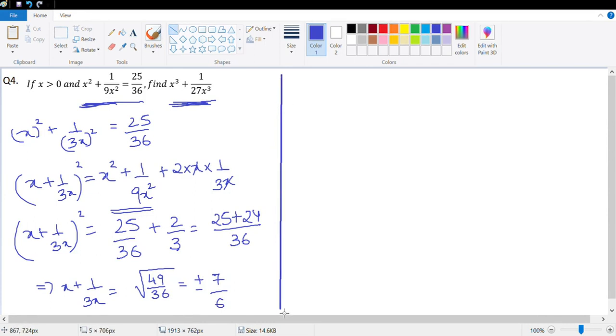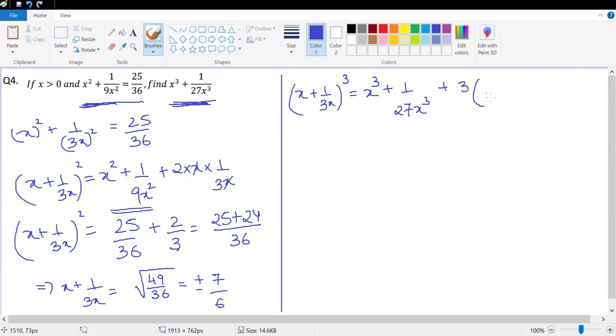So I've got the value of x plus 1 upon 3x, and that should help me figure out the value of x cube plus 1 upon 27 x cube. So let's look at this. What we have is x plus 1 upon 3x, the whole cube, would be equal to x cube plus 1 upon 27x cube plus 3 times x into 1 upon 3x, which will get cancelled in any case, multiplied with x plus 1 upon 3x. So this 3x and this 3x get cancelled.